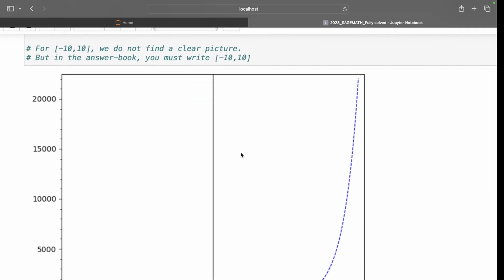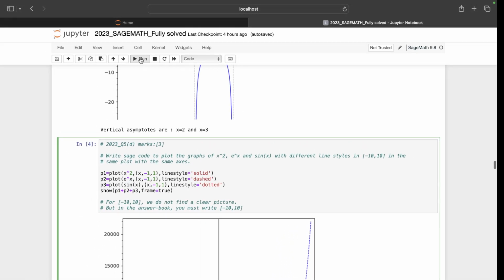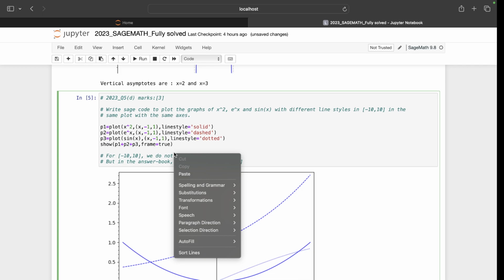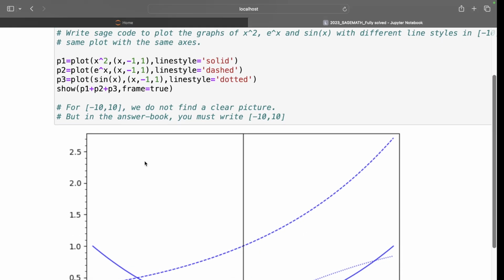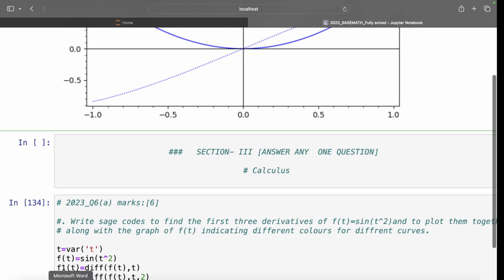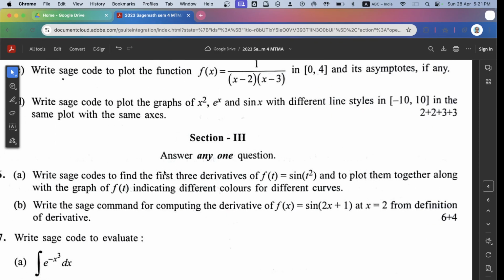So run this problem within the interval. This is the -1 to 1 for getting a clear picture. Next question, section 3. Actually, this is the calculus section 3.